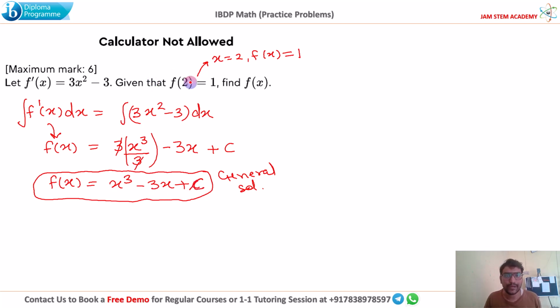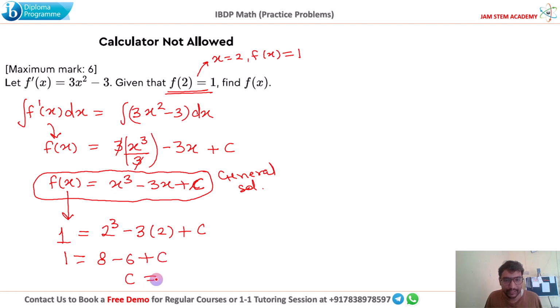But here we have to find a particular solution because we are already given that f(2) equals 1. So plug in x equals 2 and f(x) equals 1. So use it. We get 1 equals 2 raised to the power 3 minus 3 times 2 plus c. Now solve this for the value of c and that's the answer. So we have 1 equals 8 minus 6 plus c. On simplifying it, we will get c equals negative 1.